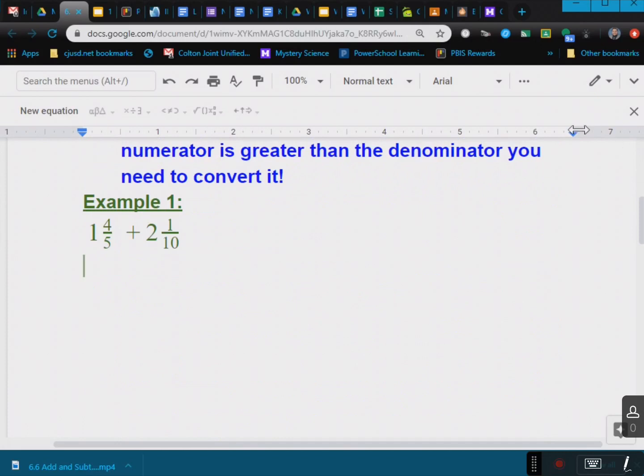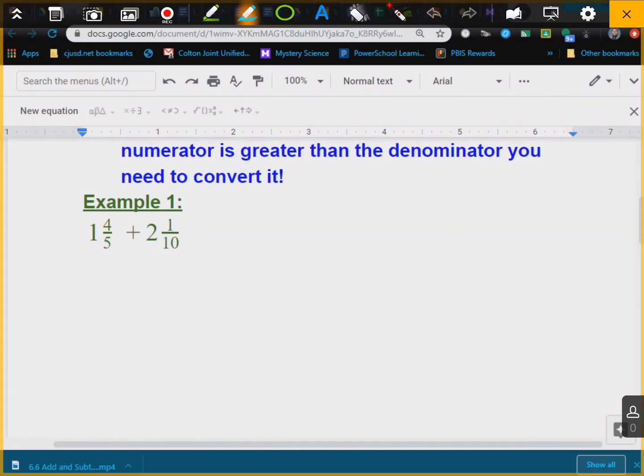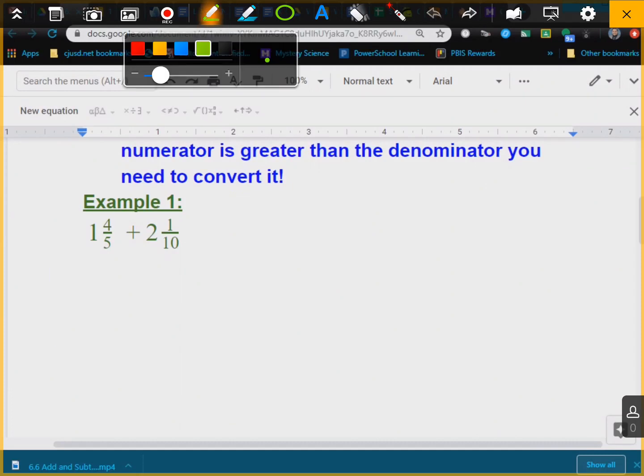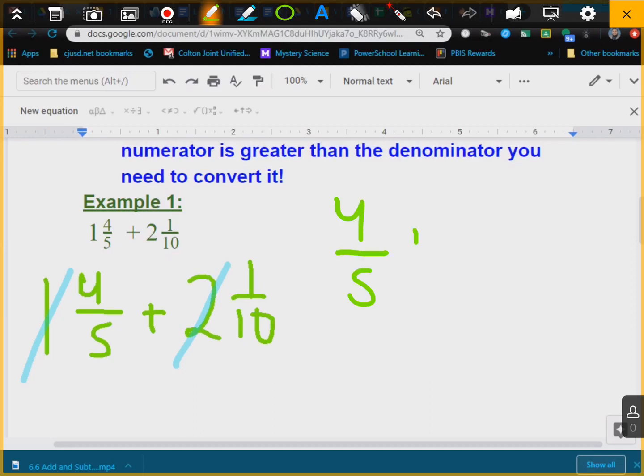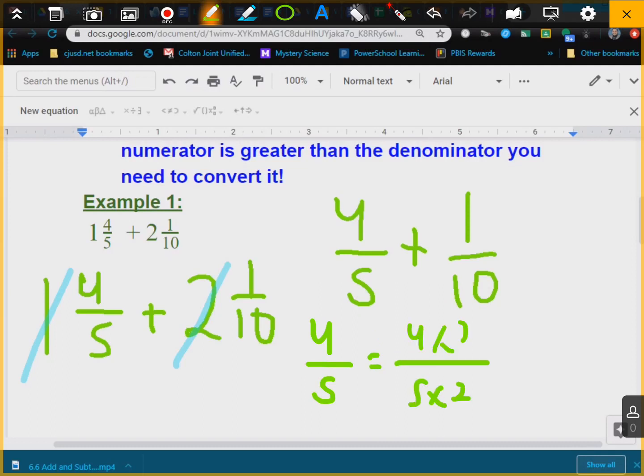So example 1 is 1 4/5 plus 2 1/10. I'm going to really not worry about these whole numbers right now. Okay, just pretend they don't exist. Let's just pretend that we have 4/5 plus 1/10. Now, does 5 go into 10? Absolutely. You can take 4/5, multiply each one by 2, 5 times 2, 4 times 2, to get you 8/10.